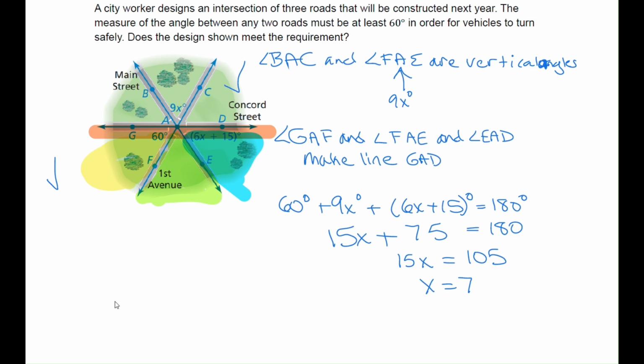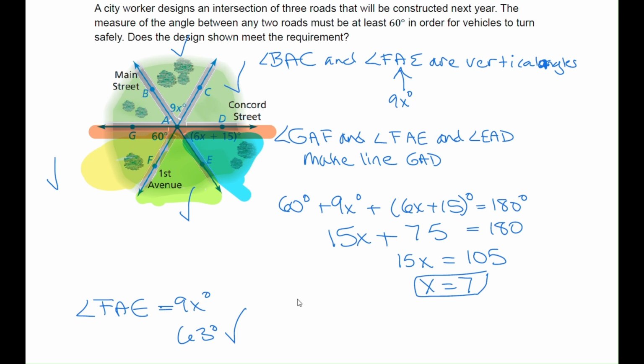So let's look at angle FAE. Angle FAE, we said was 9x degrees. So we're going to plug it in. 9 times 7 is going to be 63 degrees. This works. So angle FAE works. Angle BAC works. Now we just need to verify the last set.